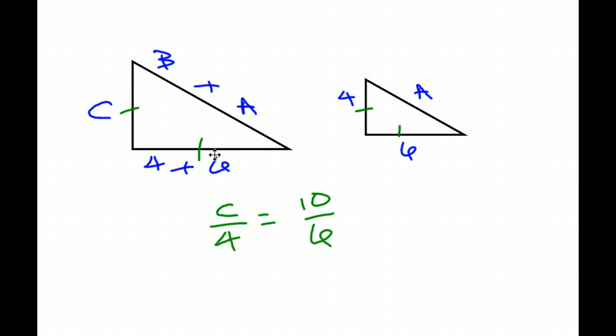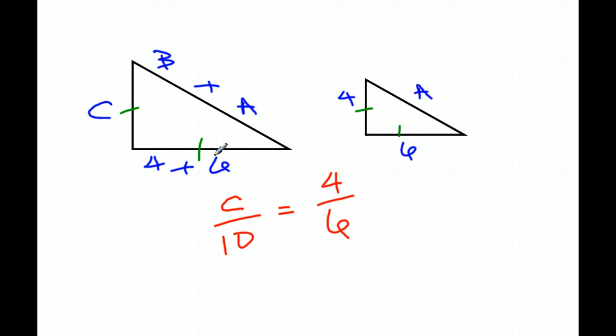Why would you do 10 and then 6? What did I do? C is to 10. Oh, I did C is to 4. Oh, 10, I see. Yeah, you can do it that way. How did you say it? C is to 10 as 4 is to 6.